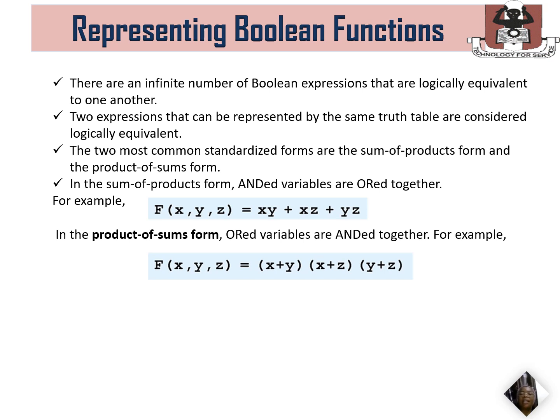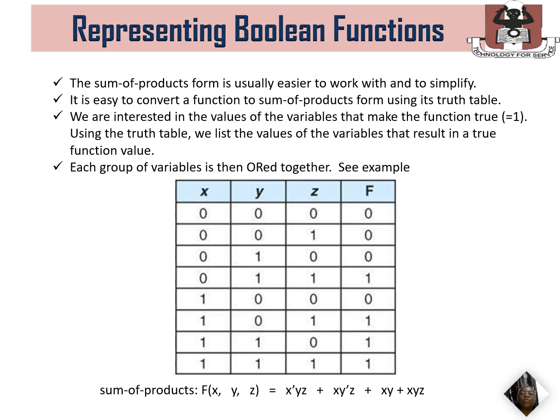For instance, like we can see in this sum of products, let me show you, all the ANDed variables are ORed. And in this case, all the ORed variables are ANDed. So that is it. Then when we are representing Boolean functions, the sum of products form is usually easier to work with and to simplify. Also, it is easy to convert a function to sum of products form using its truth table.